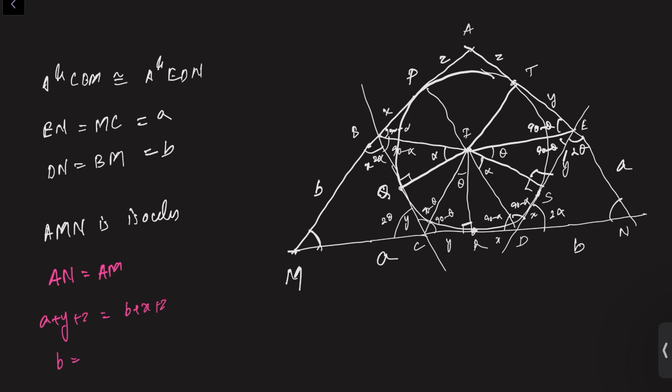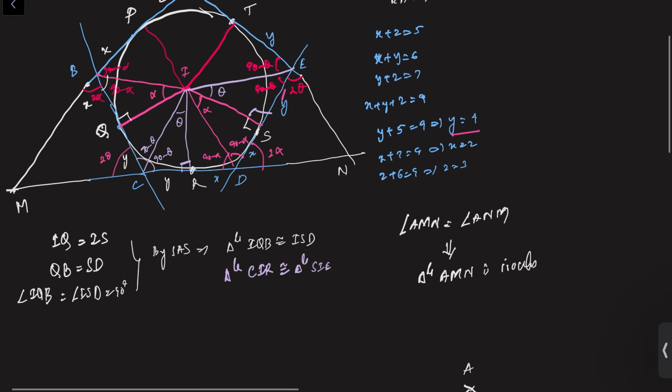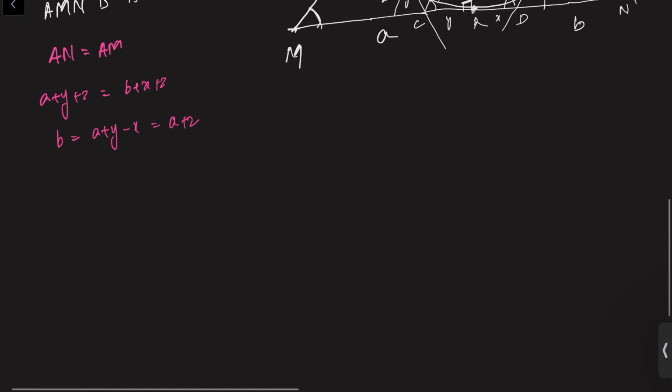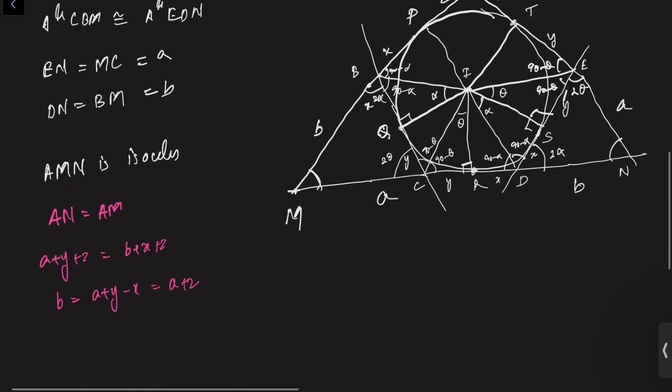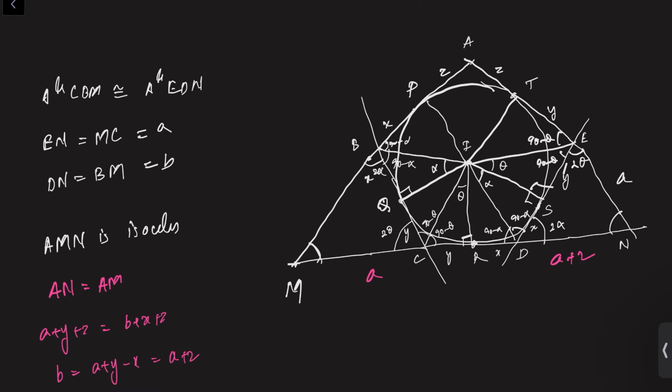So that means B is nothing but A plus Y minus X. And we already know the Y and X values. Y is 4 and X is 2. So this is nothing but A plus 2. So we got the B value as A plus 2. If we replace B with A plus 2, we have only one variable to work on.